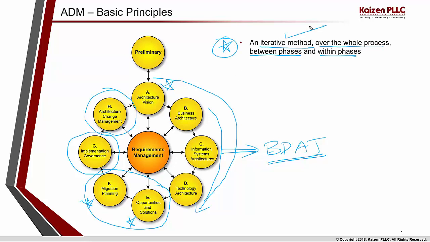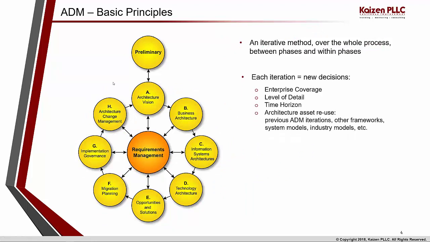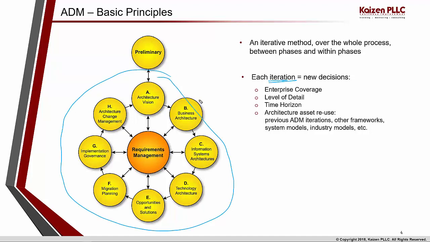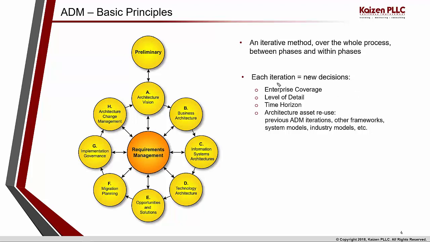You can go back and forth, skip phases as needed over the entire process, between the phases as well as within the phases. For each iteration, as I mentioned, your enterprise defines an iteration. It could be the entire ADM cycle, or it could be a subset of phases depending upon your need. For each iteration, new decisions need to be made or considered. Across the enterprise coverage, do you want the ADM to be applicable for the entire organization, for the entire enterprise? Or to what level of detail, in depth, do you want to consider the ADM?